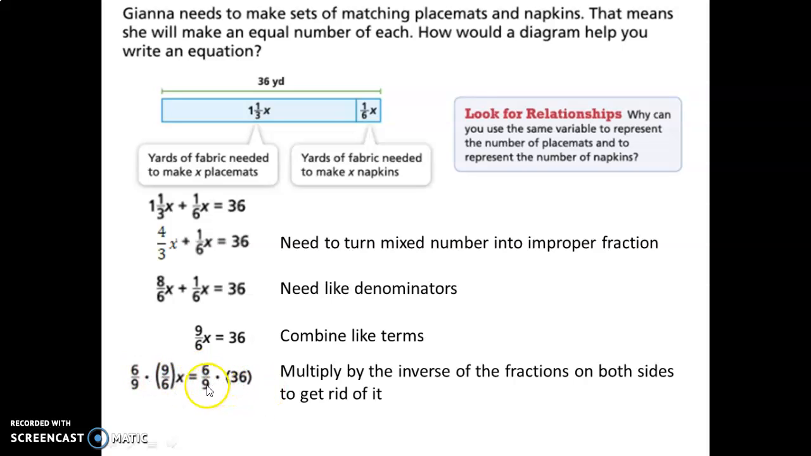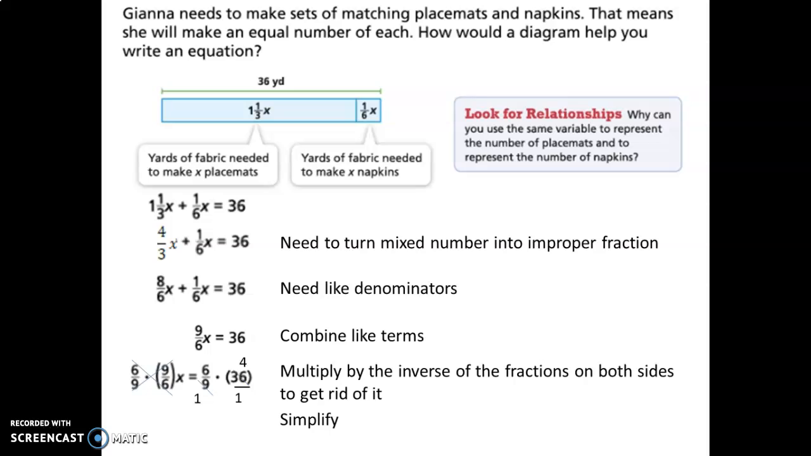Anyhow, you could cancel out everything on the left except for the variable. Here you can cancel out the 9 and 36. The 36 would become a 4, so you have 6 times 4, and that would mean you can make 24 matching sets. Pretty cool. Well, I hope that was a good video for you guys.